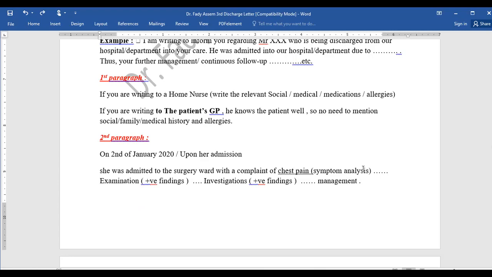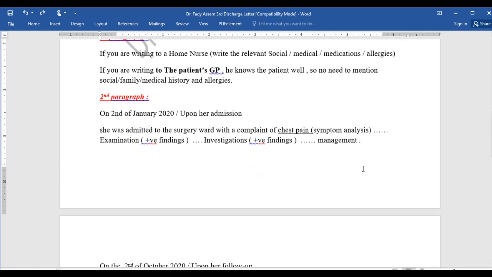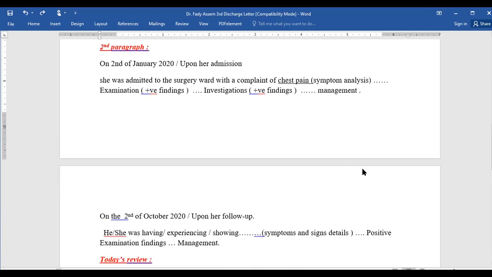Then we move to the second paragraph. In the second paragraph, you write the details about the patient's admission. For example, when the patient was admitted, he or she was having a certain complaint, and then you start analyzing this complaint. If there are any specific positive findings in the examination, they have to be written as well. And then you move to the management plan of the patient.